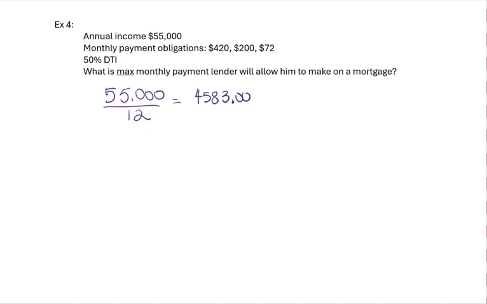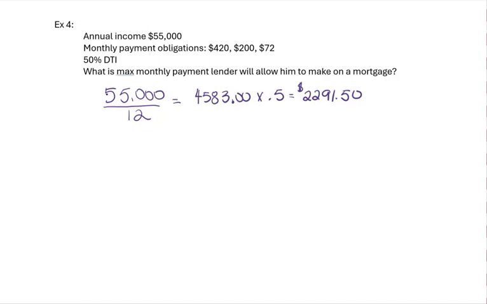The lender tells him that, because he has a debt to income ratio of 50%, they're going to let him borrow total, not for the mortgage, but total for all of his monthly payments for everything, 50% of whatever his monthly income is. So we're going to take this number and multiply it by 0.5 or 50%. And when we do that, we get $2,291.50. So that's how much his lender says that he is allowed to have in debt every month.